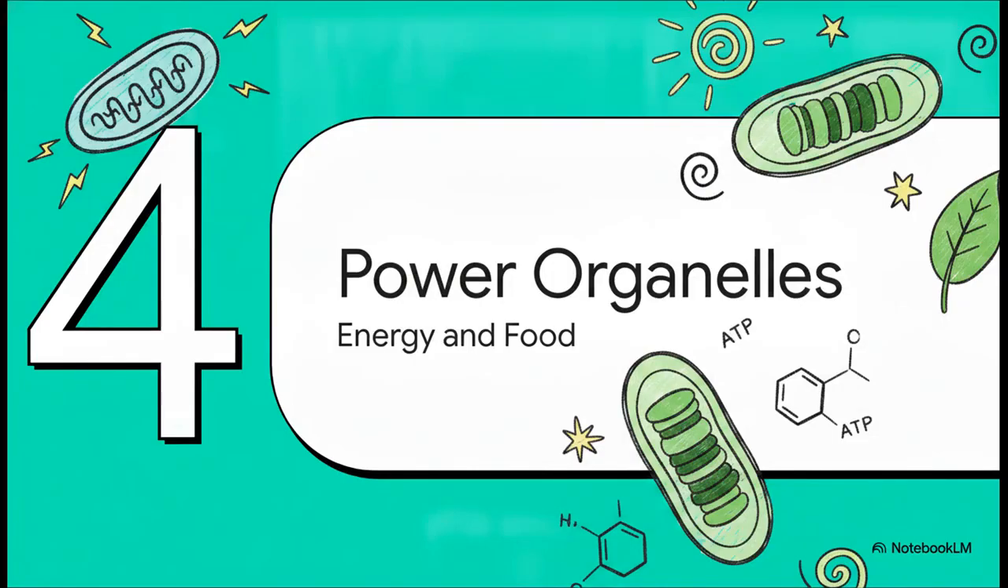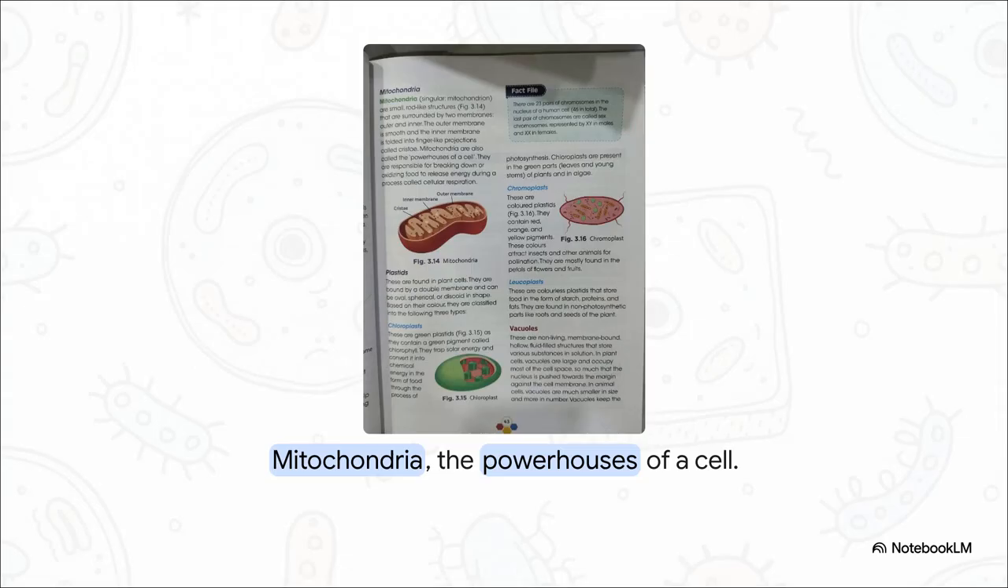Next up, section 4, the cell's power organelles. Let's see how this microscopic city keeps the lights on and manufactures food. Take a look at the mitochondria. Notice those folded finger-like projections inside? Those are called cristae, and they boost the surface area.